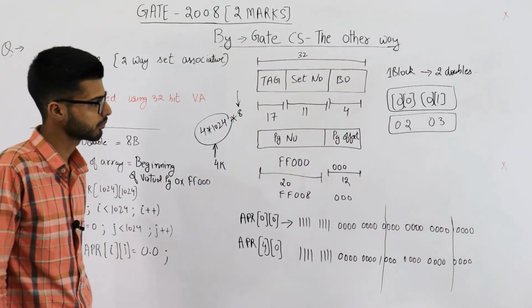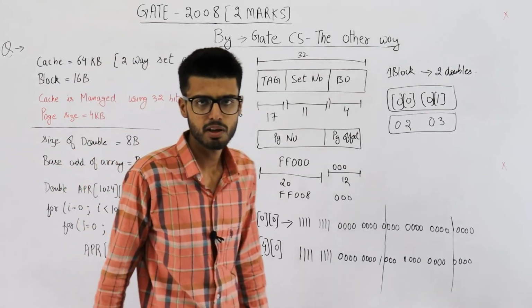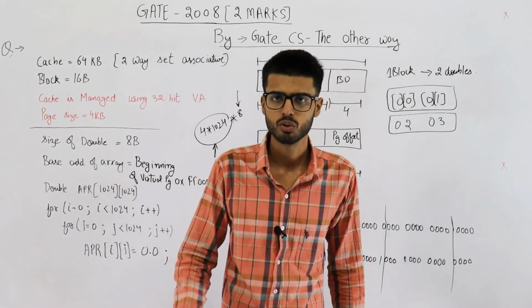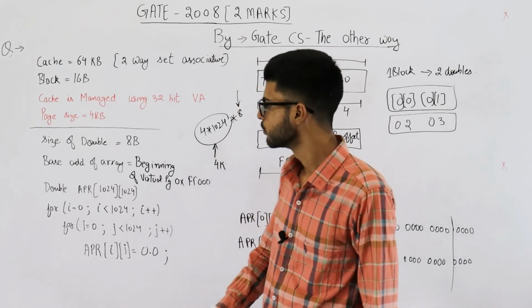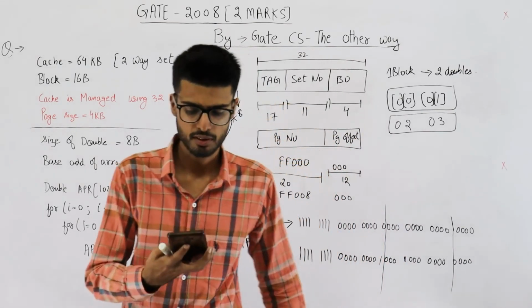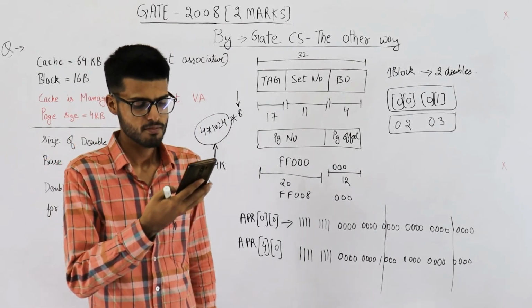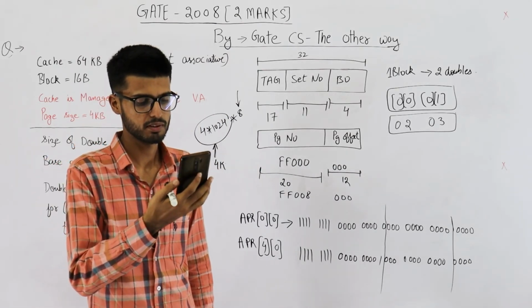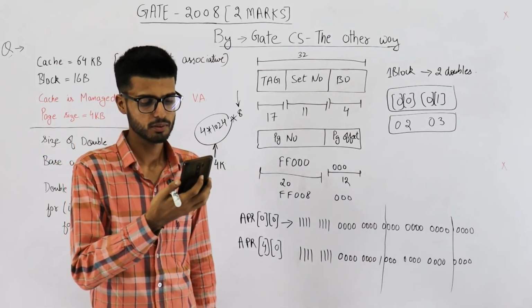So for the total number of accesses, half of them are misses, half of them are hits. So hit ratio as well as miss ratio, both are going to be 50%. So the answer to the third question is option C, 50%. Okay, so that's all about this question.